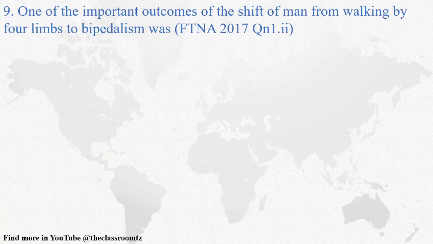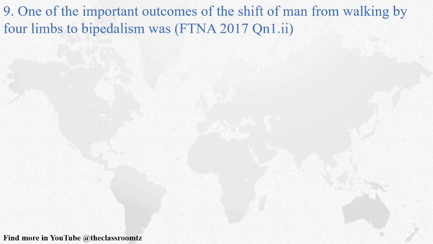Question number 9. One of the important outcomes of the shift of man from walking on 4 limbs to bipedalism was... What were the main advantages man gained from moving from 4 limbs to using 2 limbs? Walking on 2 limbs is technically called bipedalism, a situation where man started walking on 2 limbs. Then what were the advantages of that? How did man benefit from that?